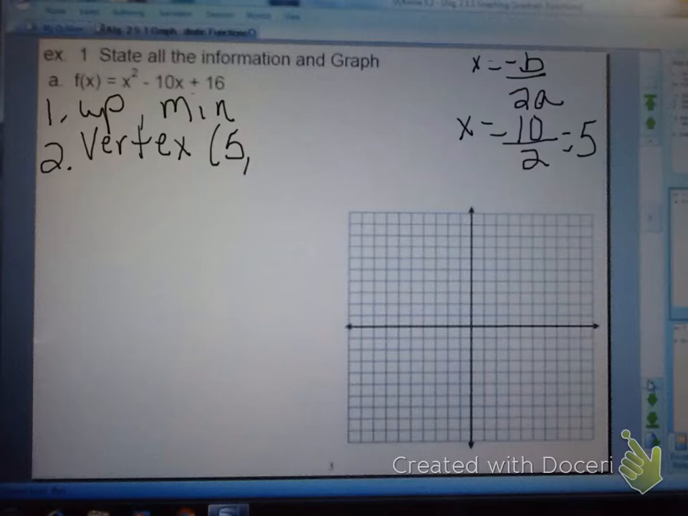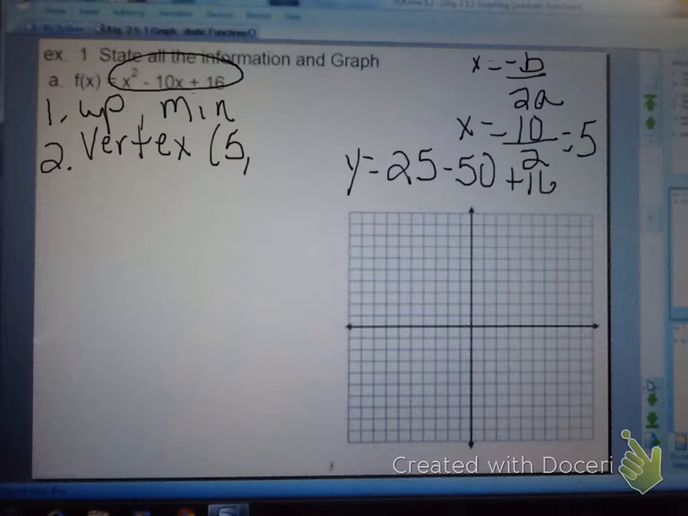To find the y value, we plug 5 into this equation. So x squared, which is 5 squared, is 25, minus, or negative 10 times 5 is a negative 50, plus 16. So 25 minus 50 is a negative 25, plus 16 is a negative 9. So my vertex is (5, negative 9).